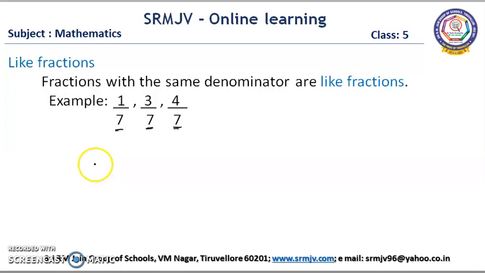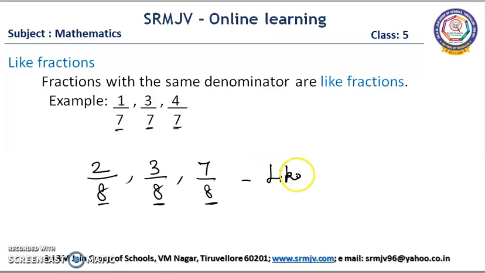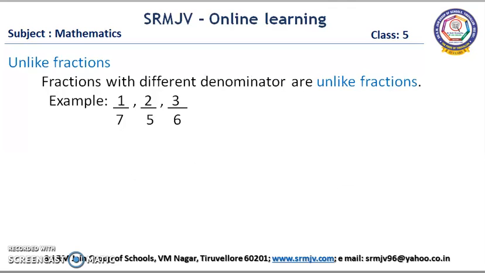Let us see some more examples. 2 by 8, 3 by 8 and 7 by 8. See the denominators. In all the fractions, the denominators are same, 8. So, these fractions are called like fractions. Okay? So, fractions with the same denominator are called like fractions. Is it clear, children?